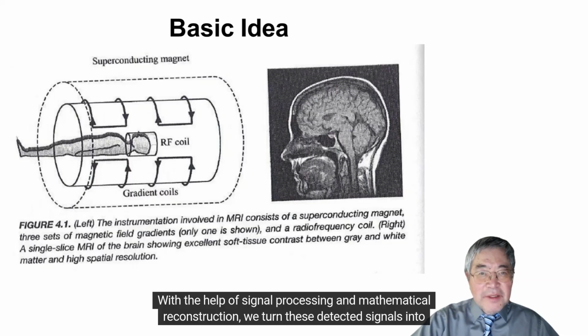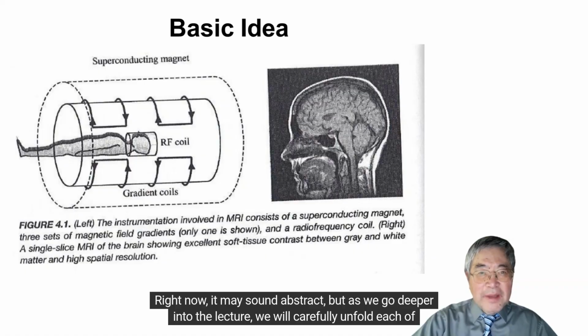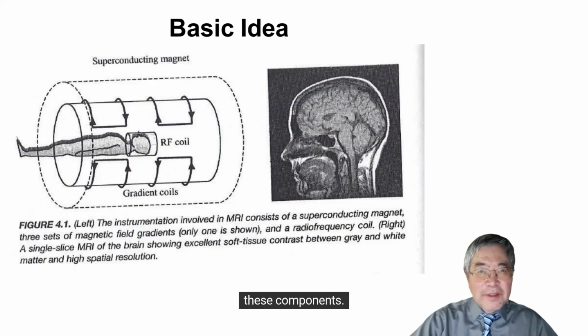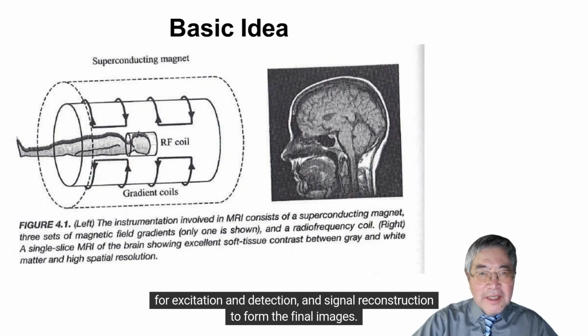With the help of signal processing and mathematical reconstruction, we turn these detected signals into detailed images. Right now, it may sound abstract, but as we go deeper into the lecture, we will carefully unfold each of these components. For now, just keep in mind the big picture: a strong magnet, gradient coils for spatial encoding, RF coils for excitation and detection, and signal reconstruction to form the final images.